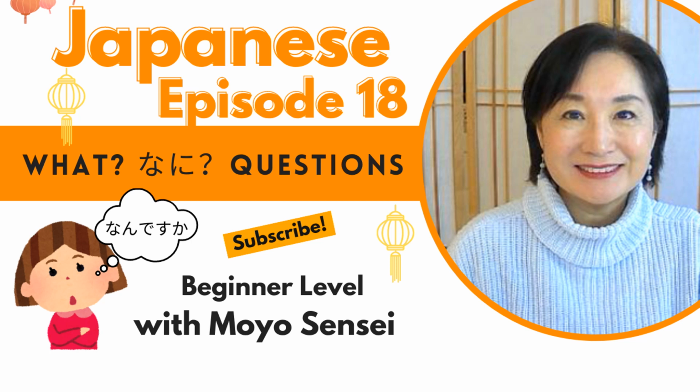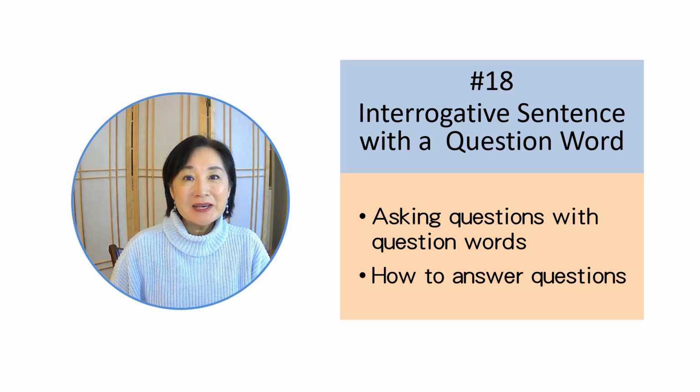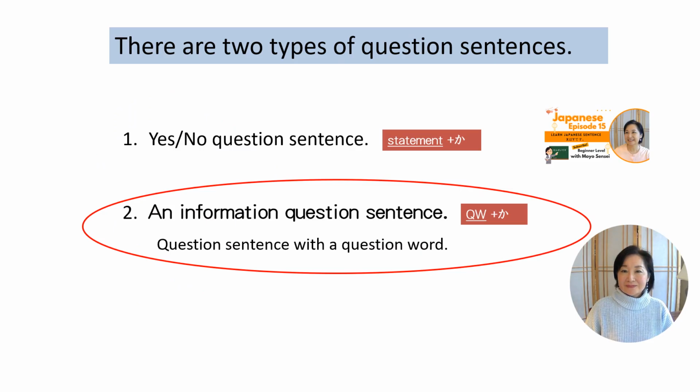は何ですか？こんにちは。今日は interrogative sentence asking questions with question words を勉強しましょう。Please note that there are two types of question sentences. Number one is a yes-no question sentence, and we studied this type of question sentence in episode 15. Number two is an information question sentence, and this is what we're going to study today. It's a question sentence with a question word.